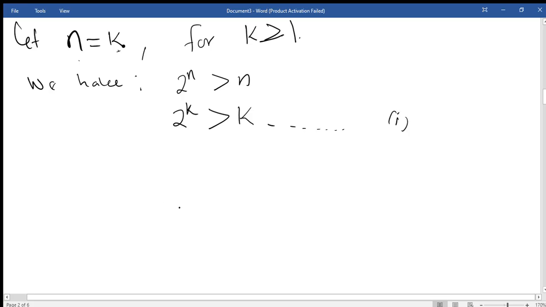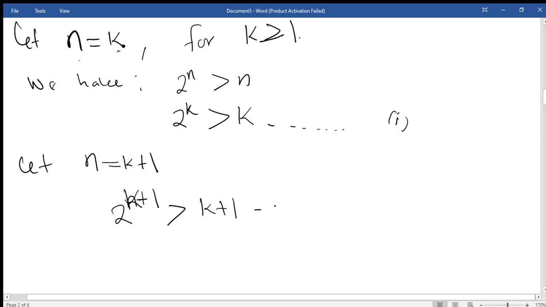Then next we let n be equal to k plus 1. So if we let n be equal to k plus 1, what are we going to have? We're going to have 2 power k plus 1 to be greater than the value of n, which is k plus 1. This is our second equation.